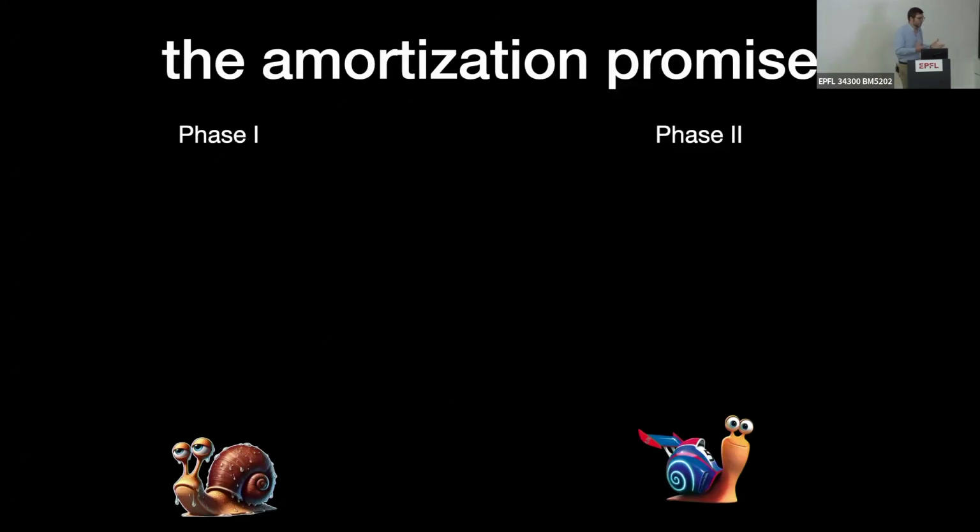Now, what this other promise, the amortization, I call it, and I'll tell you why, is about, is that you can split the computation that you need to solve your problem into 2 phases. Now, the first phase is very slow, it's very laborious. You need a lot of hardware, a lot of data, you're toiling and you're sweating.